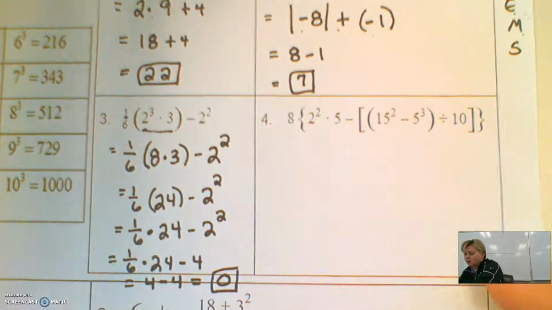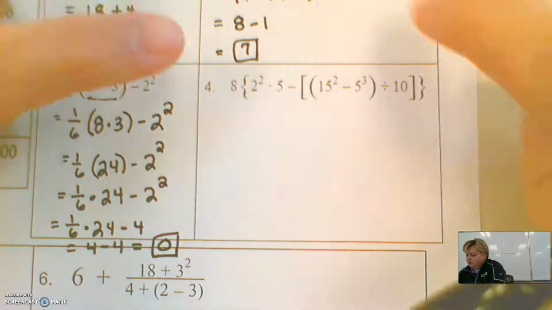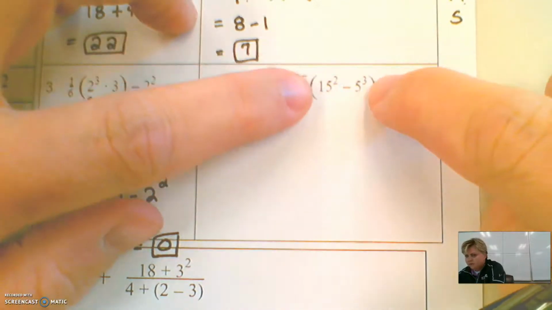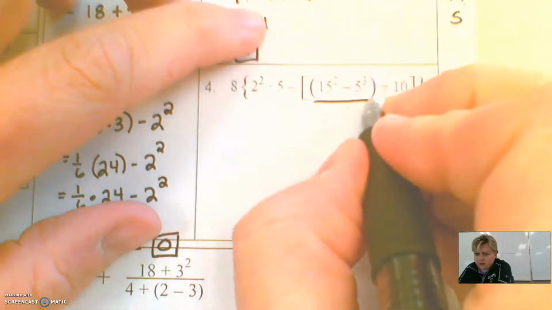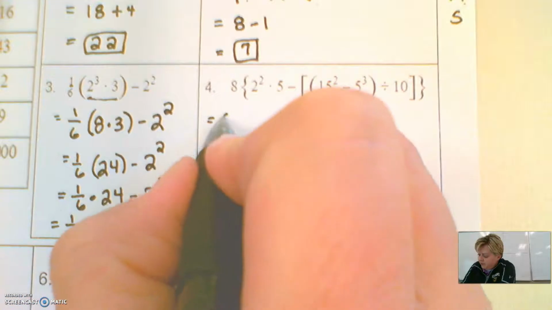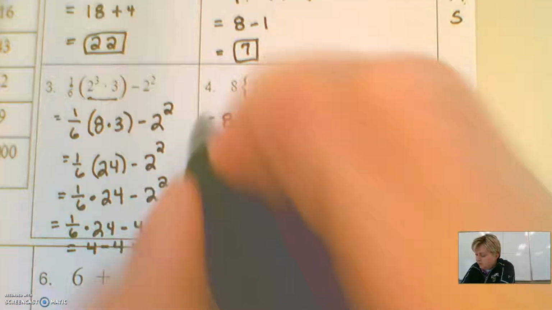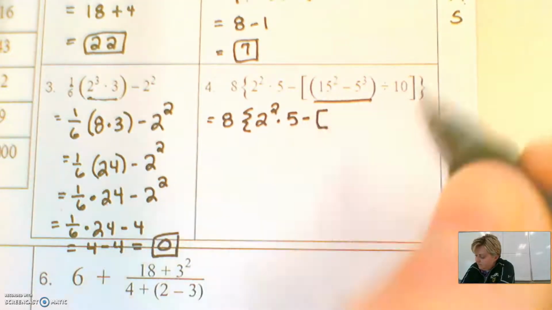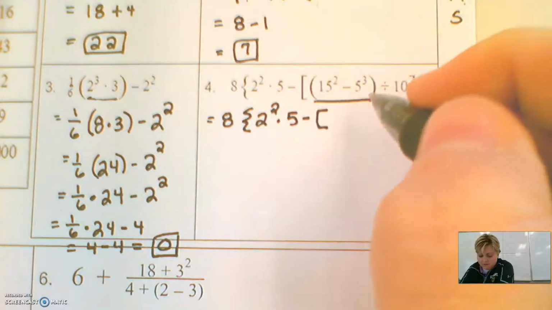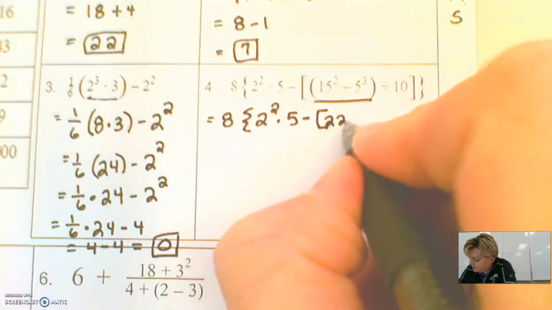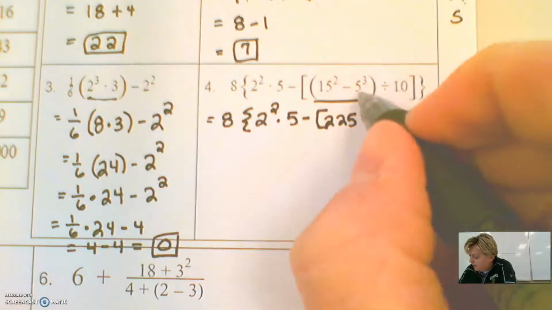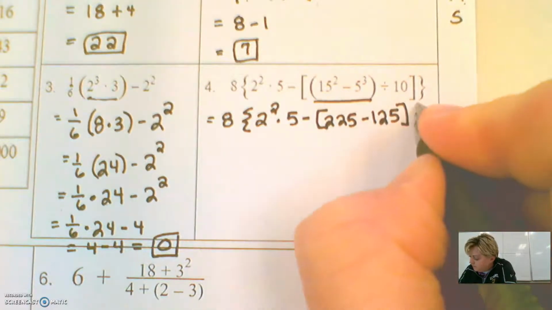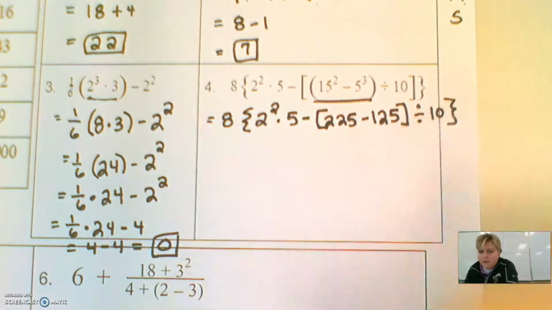Problem 4, we have a lot of grouping symbols. So we're going to go to the inside first. So we have braces, brackets, parentheses. So we're going to start inside. I'm going to bring everything down that I'm not using at the moment. All right. 15 squared, 15 times 15 is 225. 5 cubed, 5 times 5 times 5 is 125. Everything I'm not using, I bring down.